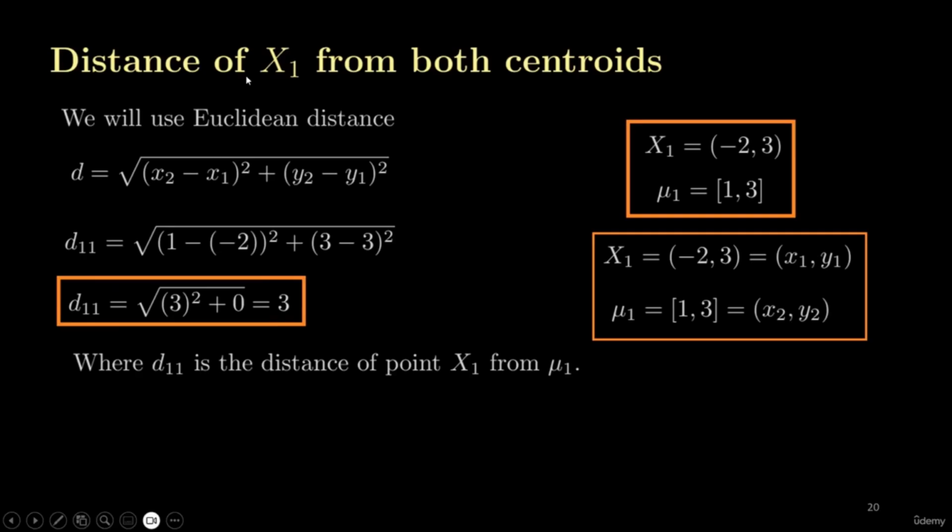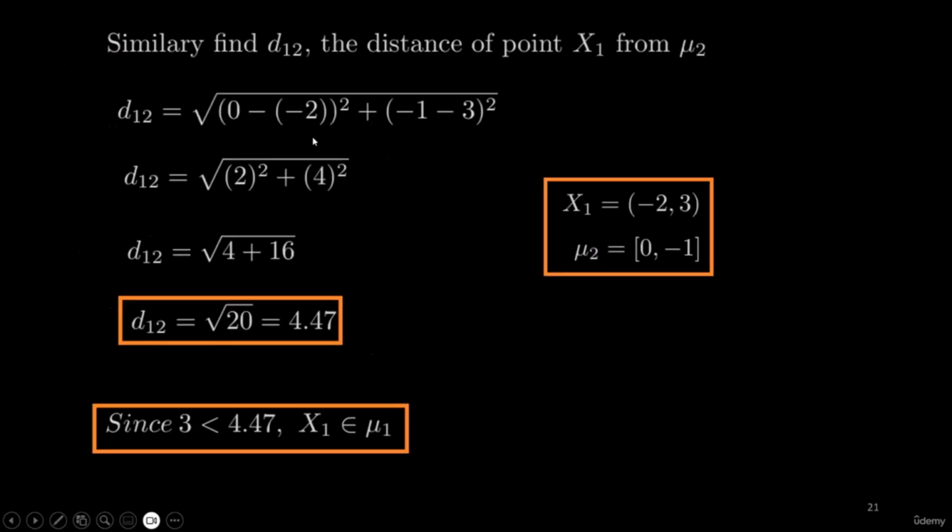Let's calculate the distance of this same point but with centroid 2. This is centroid 2, mu2. Here this will be x1, y1, and now these points will be x2, y2. So the distance will be x2 minus x1, y2 minus y1. This will be 2 squared plus 4 squared, and we will end up with root 20, which is 4.47. So the distance of data point 1 from the second centroid is 4.47, which is greater than 3. It means x1 is closer to the first centroid as compared to the second centroid.